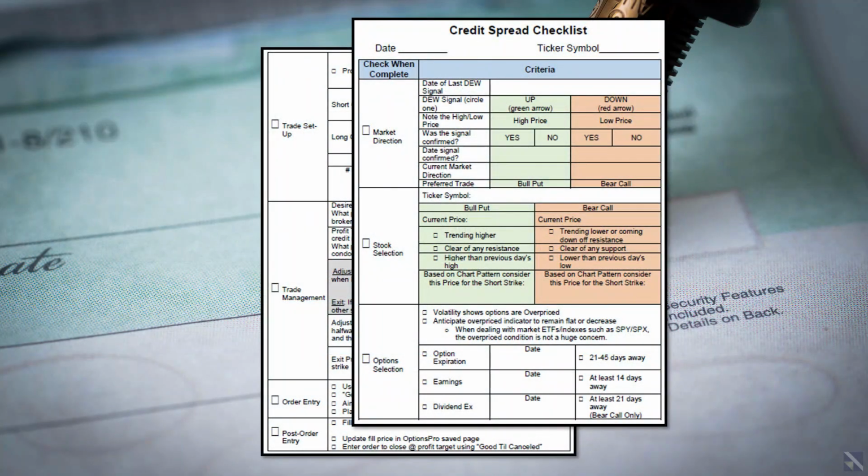Now, if you're new to options and you're new to spread trading, we've got a great checklist that we build throughout the course. And at the end, you're going to have a checklist that'll help you take a step-by-step mechanical process to getting these trades off. It's very, very simple. We've got it all written down for you.